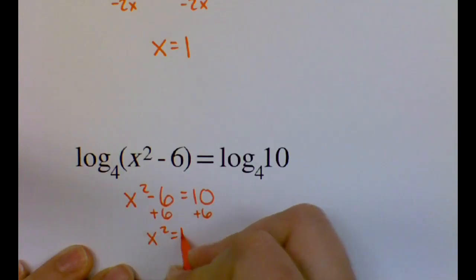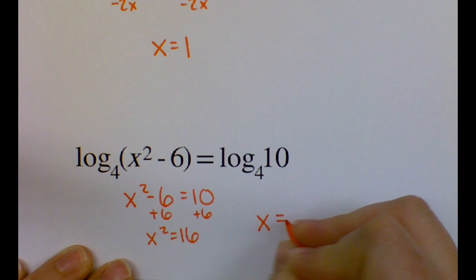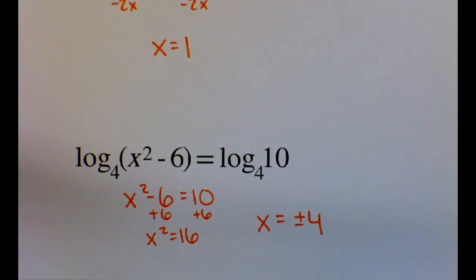X squared equals 16. So x must equal positive or negative 4. There we have it.